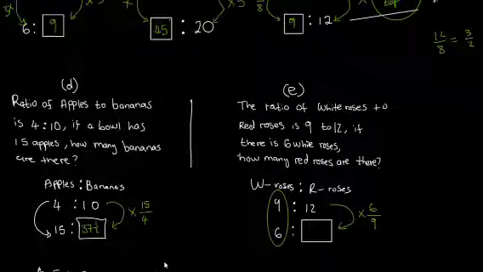So if we take 12 times 6 divided by 9, so if you say 12 times 6, you are going to get 72, and you divide by 9, then you are going to get the number 8.